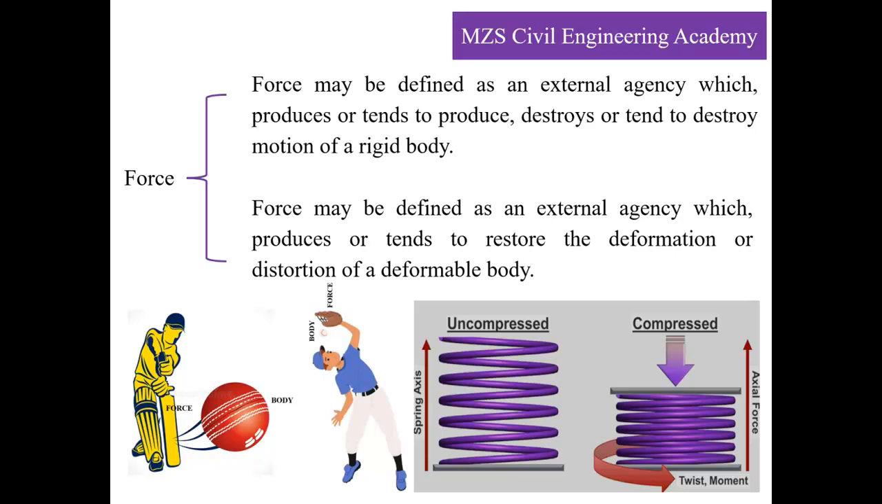This deformation is associated with a change in volume, and it is associated with a change in the surface appearance. We can call this change in surface appearance a distortion. Hence, we can say force in the case of a deformable body is the agency which tends to produce the deformation or to restore the deformation.